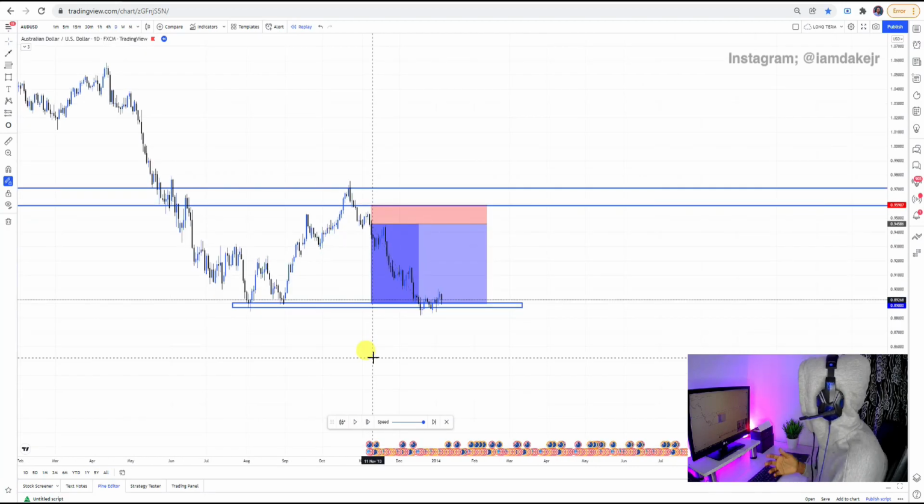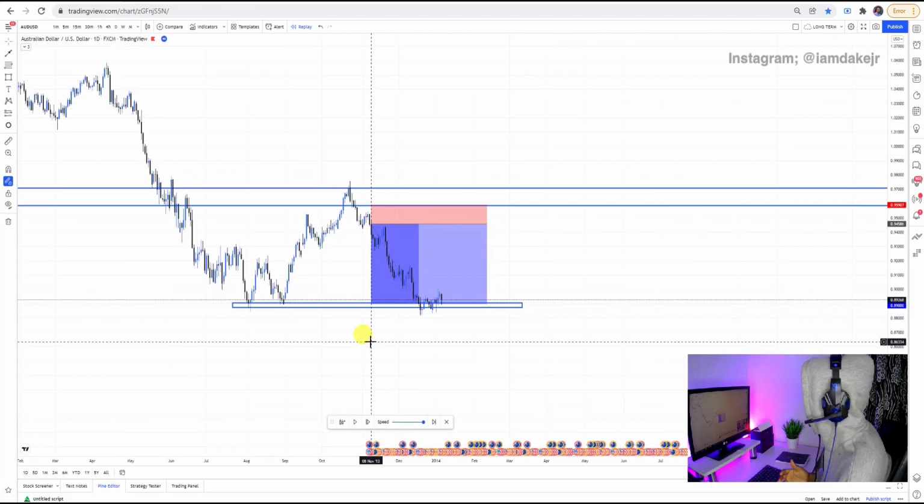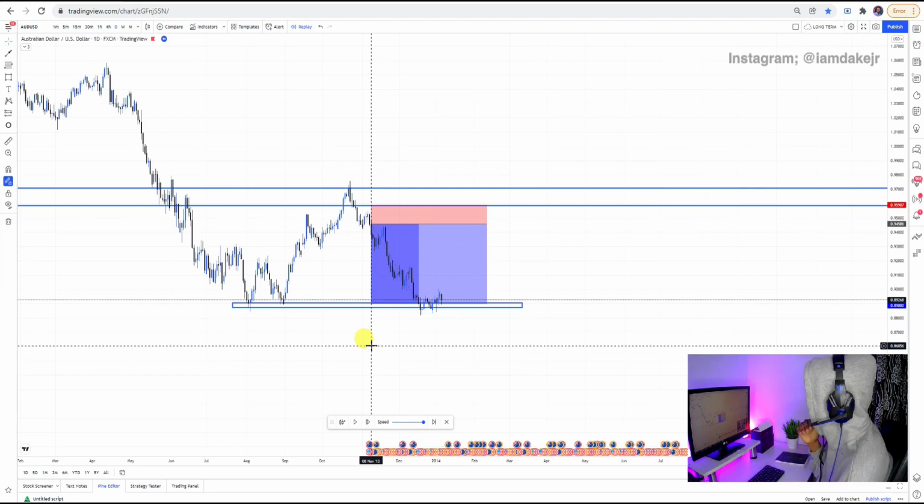Take profit hit, guys. This is how you trade the break and retest strategy using the top-down analysis. You pick a specific time frame for your trend, you pick a specific time frame for your structure levels, and you pick another time frame for your entries.